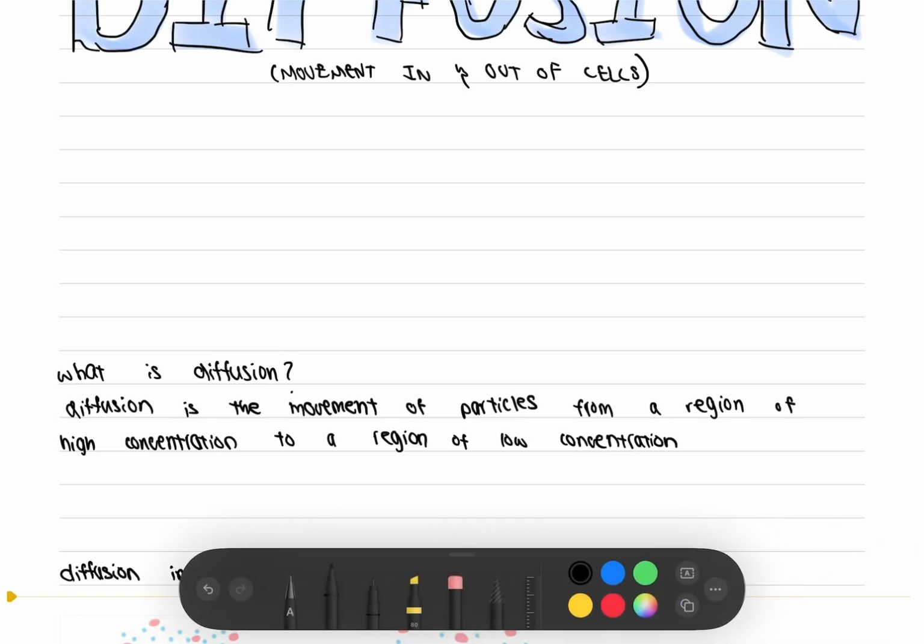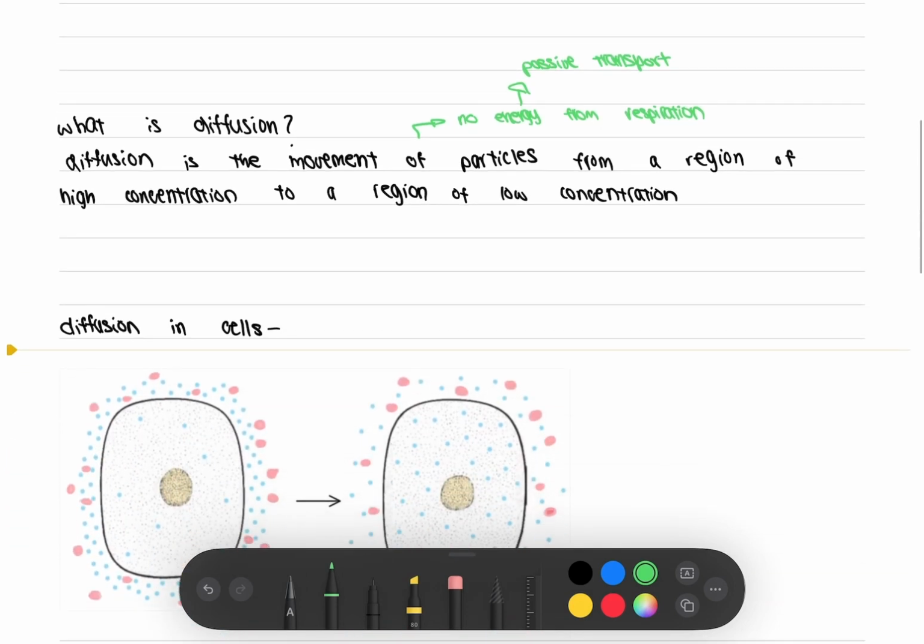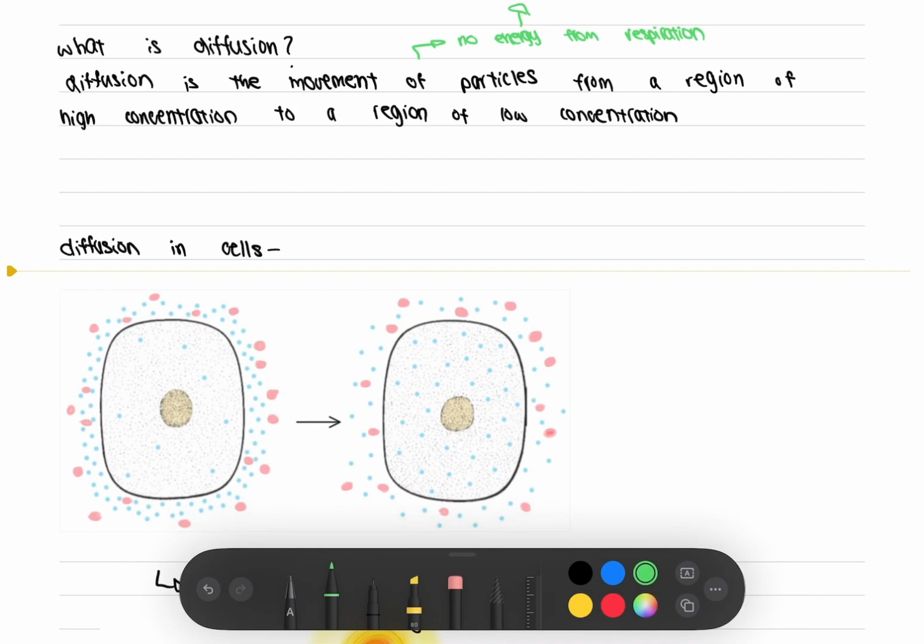Also, one thing you need to know is that diffusion requires no energy from respiration. So I'm just going to write that down. Which means that it is passive transport, because respiration is not happening for particles to gain kinetic energy and for diffusion to occur. Okay, so that's diffusion. Now, diffusion in cells.